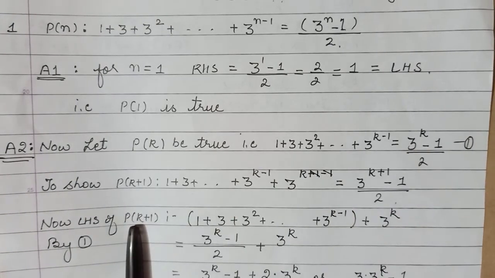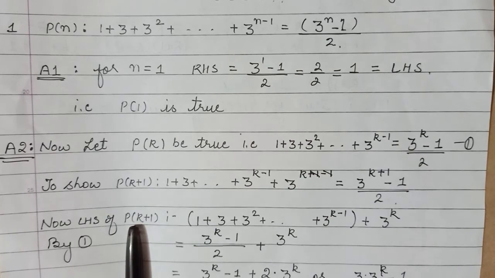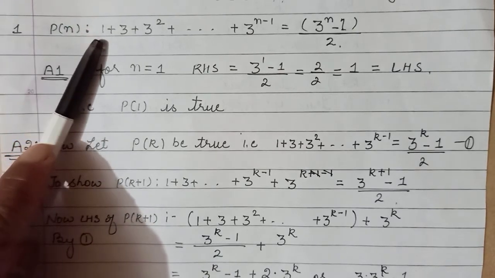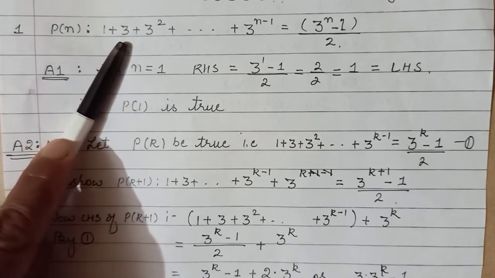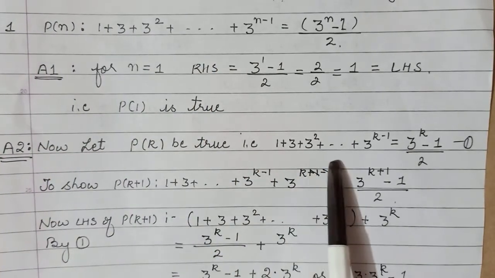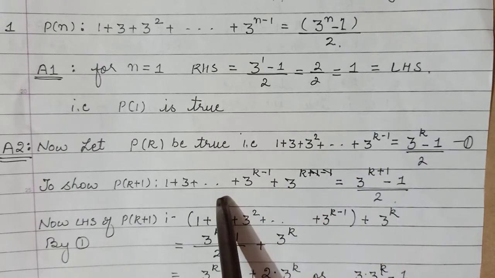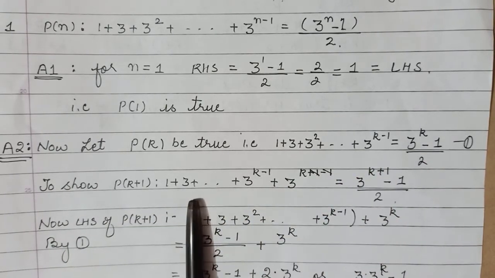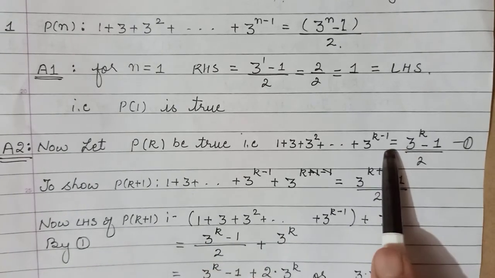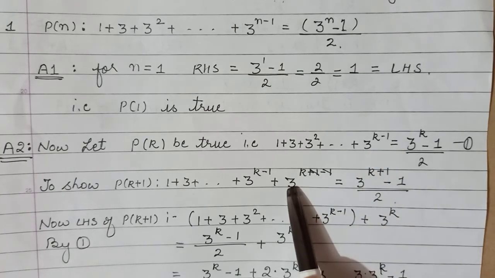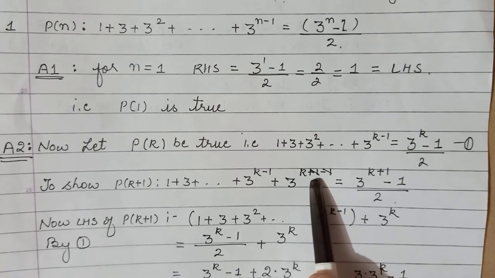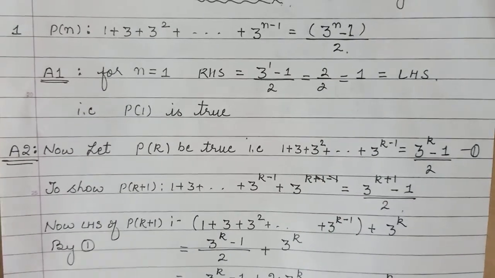Now we need to check the next following number, which would be k plus 1. As I told you about the sequence, for n is equal to 1 only the first term comes, n is equal to 2 gives 2 terms, 3 gets 3 terms, 4 gets 4 terms. So for k there were k terms, and for k plus 1 there will be k plus 1 terms. So your sum will go up to 1 plus 3 to the power of k minus 1, and one more term gets added to the earlier sequence. The following term would be 3 to the power of k. So in place of n you simply put k plus 1. This was your statement.